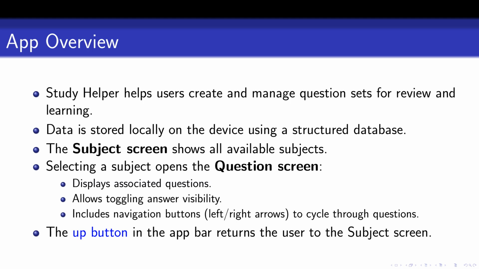The Study Helper app is designed to help users create and manage sets of review questions. All data is stored locally on the device. The main screen of the app displays all available subjects. Tapping on a subject opens up the question screen, where you can see all the associated questions. You can show or hide the answers and navigate through questions using arrow buttons. There's also an up button to take you back to the list of subjects.